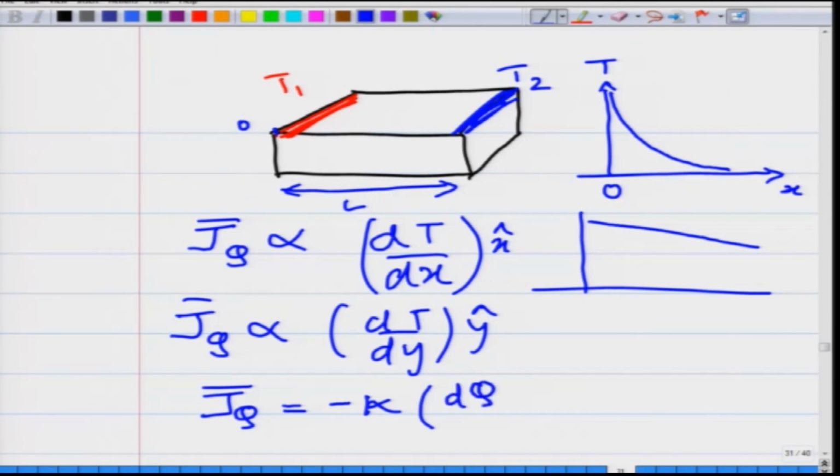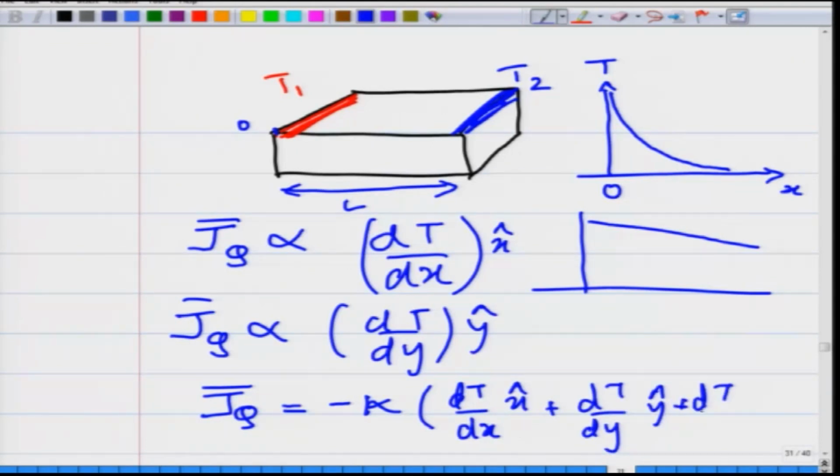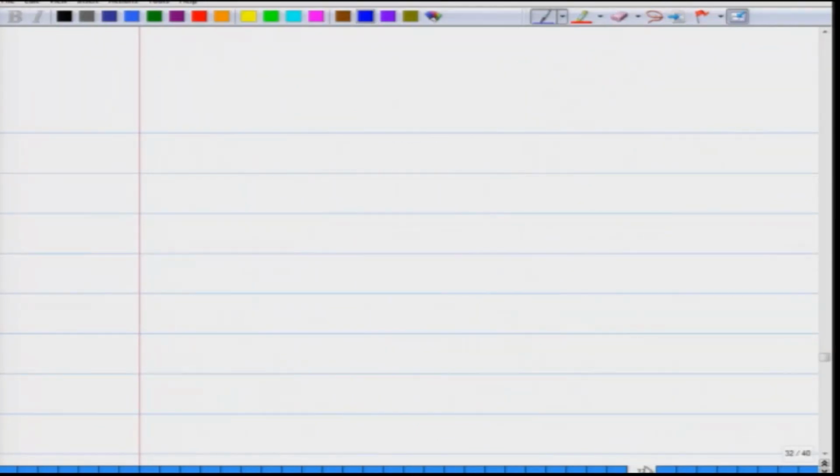into dT by dx x cap plus dT by dy y cap plus dT by dz z cap, and therefore, the thermal heat current will be minus of kappa times the gradient in temperature, the grad of the temperature profile across the sample.